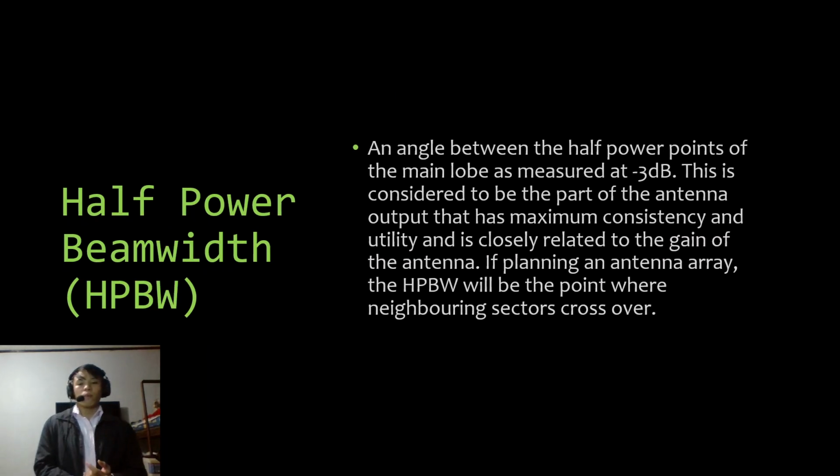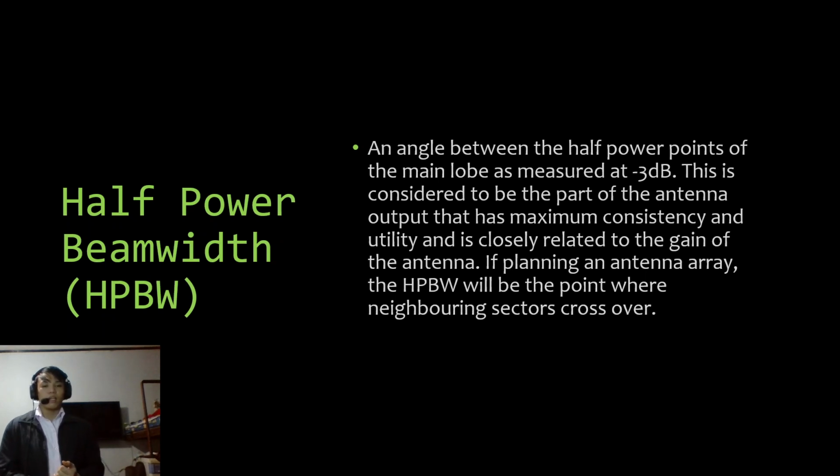So, half power beam width, or HPBW. It is the angle between the half power points of the main lobe, as measured at -3 decibels. This is considered to be the part of the antenna output that has maximum consistency and utility, and is closely related to the gain of the antenna. If planning an antenna array, the HPBW will be the point where neighboring sectors cross over.